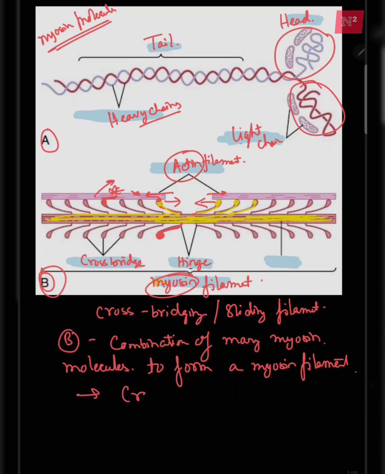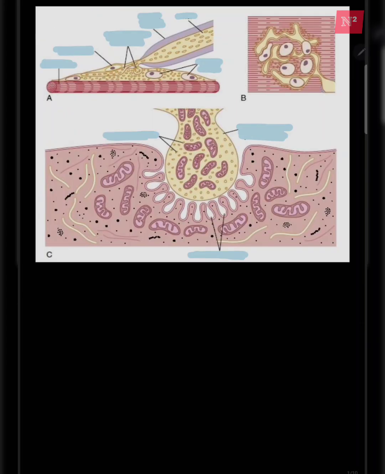Also it is showing you the cross bridging between the heads of the myosin and the actin molecules. So in this picture there are three figures given over here, A, B and C. What is being shown over here?